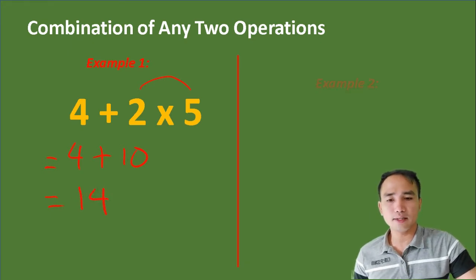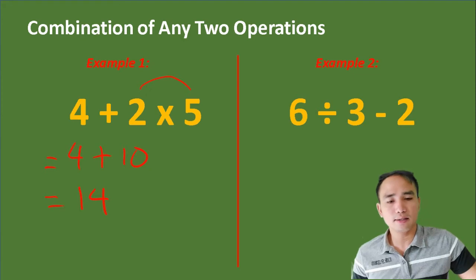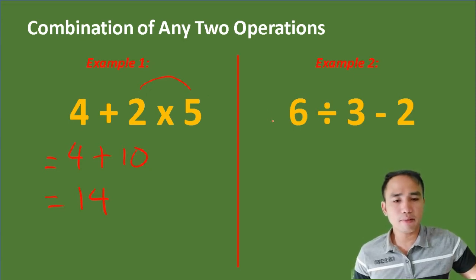Next example, 6 divided by 3 minus 2. So, the rule is we need to divide first before subtracting. So, 6 divided by 3 is 2. Then, minus 2. And we know that subtracting two of the same numbers, the answer is 0.